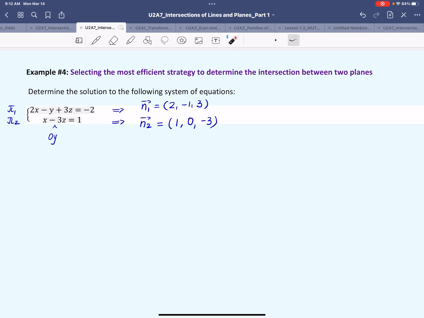As you can see here, these two normals are not scalar multiples of each other. So we'll say that n1 is different than k n2. And when normals are not scalar multiples of each other, it means that the two planes will intersect along a line, which means that we can move on with the next step in the process to determining the equation of the line of intersection.